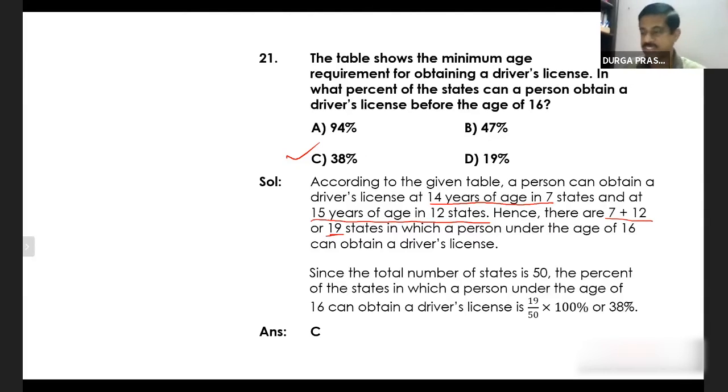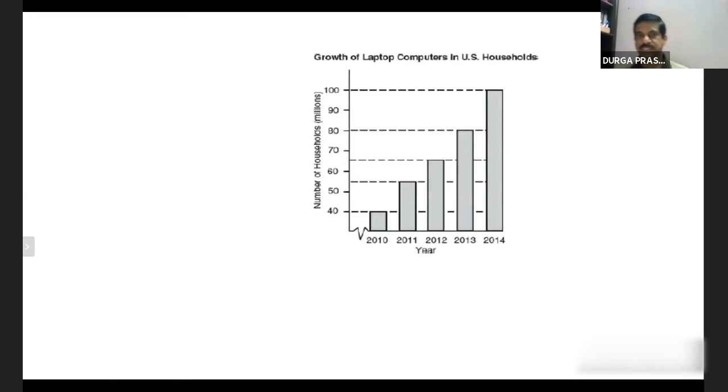Okay. So let us see the next question, children. Now look at this. This is another data here: growth of laptop computers in US households. If you take the x-axis from 2010 to 2014, they gave data. In 2010, the number of households with computers in millions is 40. In 2011, it is 55 millions. In 2012, it is 65 millions. In 2013, it is 80 millions. And in 2014, it is 100 millions.